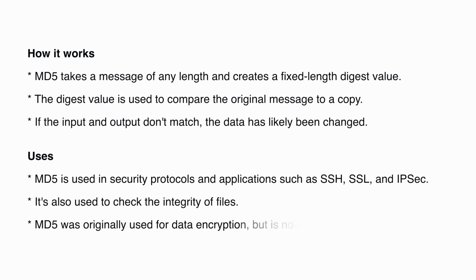All right, so how it works. MD5 takes a message of any length and creates a fixed-length digest value. The digest value is used to compare the original message to a copy. If the input and output don't match, the data has likely been changed. Uses: MD5 is used in security protocols and applications such as SSH, SSL, and IPsec. It's also used to check the integrity of files. MD5 was originally used for data encryption, but is now used primarily for authentication.